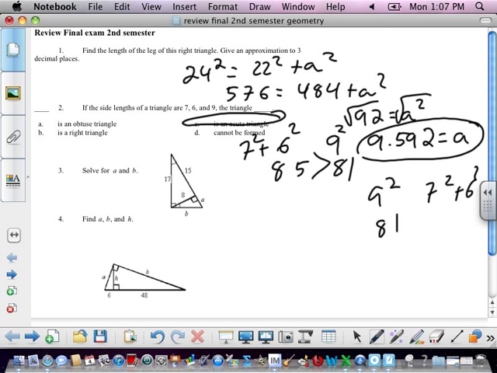For it to be acute, your two smaller sides squared are bigger than your other side squared.